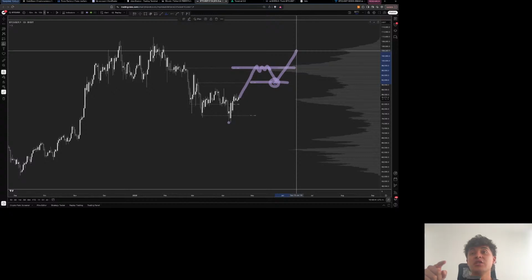So now, since you know what happens in low volume nodes and high volume nodes, you can actually run these scenarios in your mind that you want to trade. That's how you get context out of price action and volume.